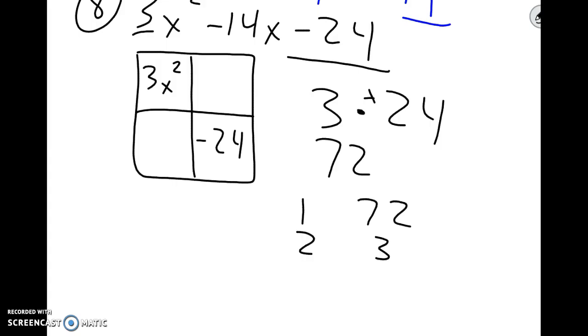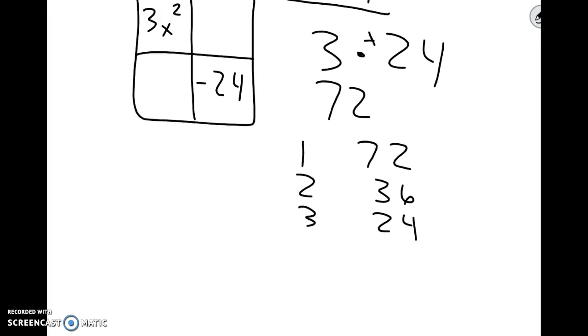2, 36. 3, 24. You can pause this and do this on your own. 4 and 18. 5 does not work. 72 divided by 6 is 12. 72 divided by 7, no. 72 divided by 8, yes. 9. That's an 8. The worst 8 ever, but it's an 8.